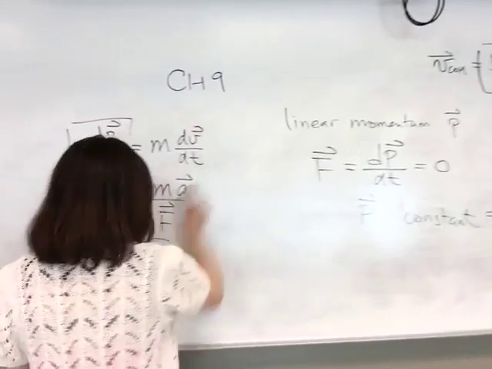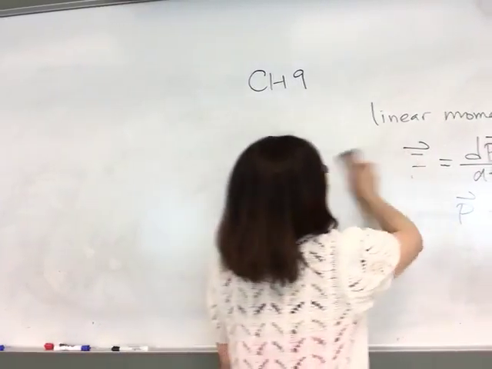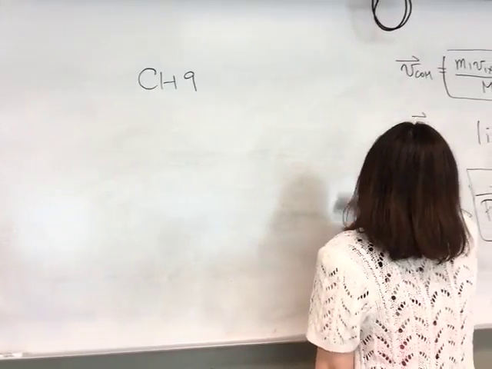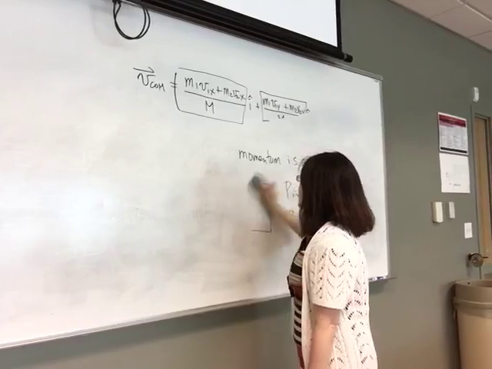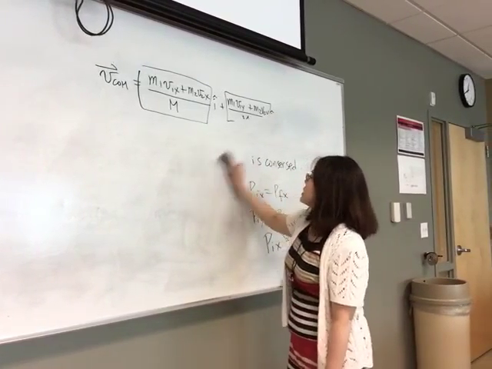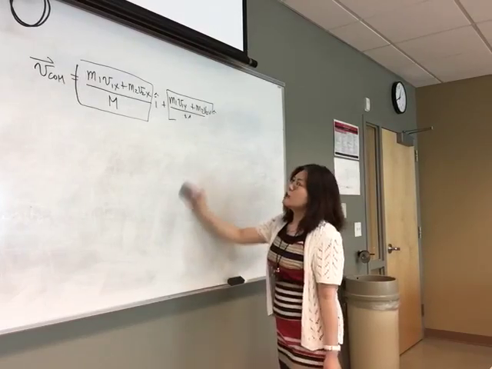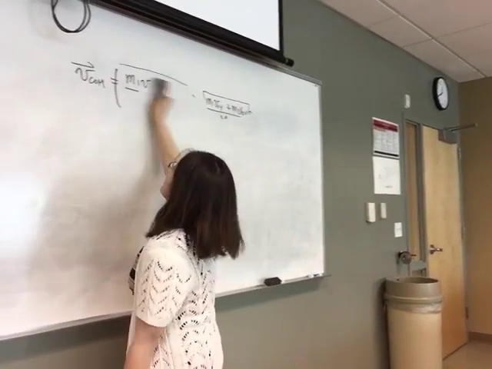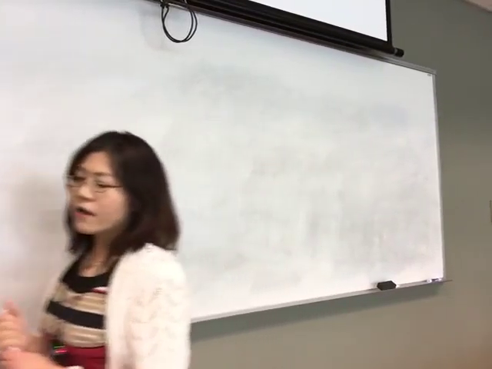So collision is one of the applications of linear momentum, because when you are dealing with collision, it is an isolated system, and when you're dealing with an isolated system, linear momentum has to be conserved. So let's see what the definition of collision is and what quantities are involved.